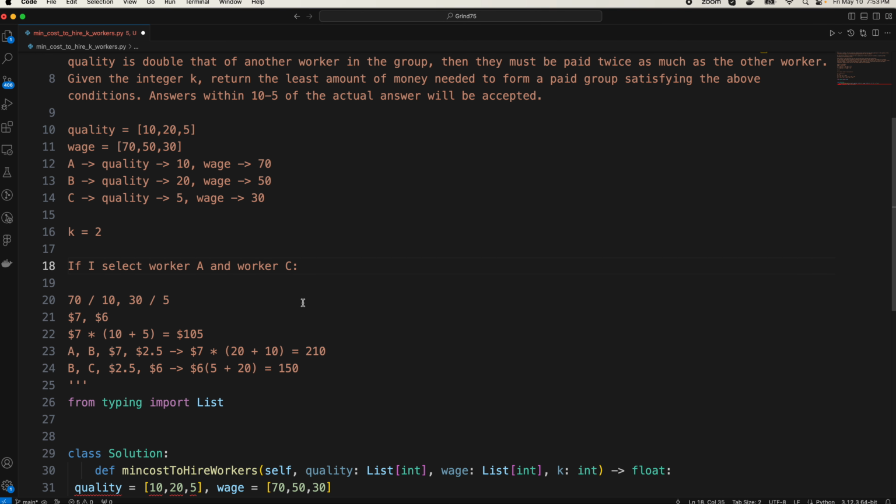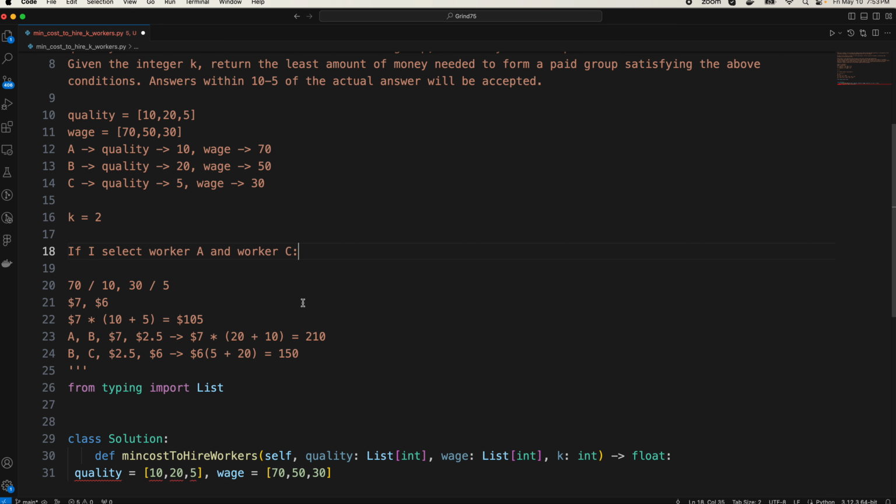Okay, now think about it. I think some intuition comes up now. The first thing is that we have to choose greedily. Greedily what? We have to choose greedily the lowest ratio, and also maintain the quality in a sorted order.